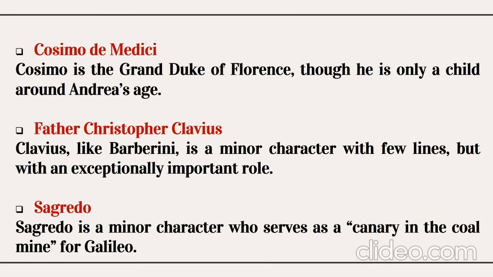Then Cosimo di Medici. Who is Cosimo di Medici? He is the Grand Duke of Florence, though he's only a child around Henry's age. Father Christopher Clavius. Who is Father Christopher Clavius? He is a very minor character with few lines, but he plays a very important role here. Segredo is a minor character who serves as a canary in the coal mine for Galileo.